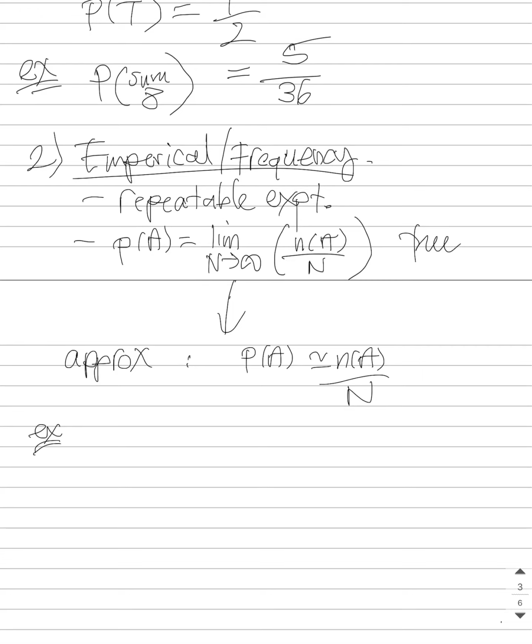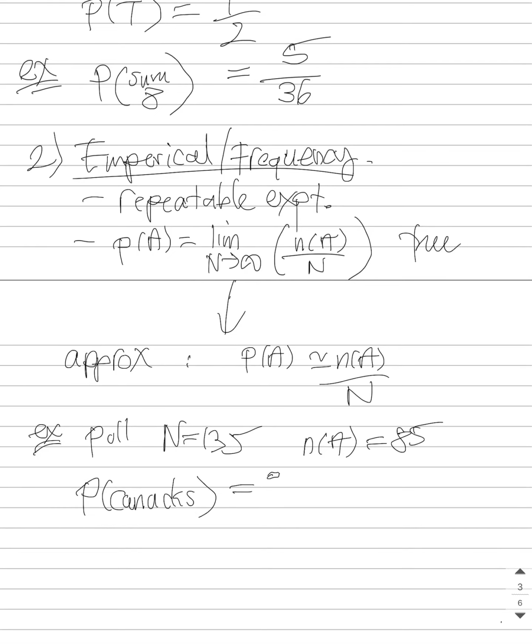So what do I mean by that in this situation? Let's say you poll 135 people and you ask how many of them like the Canucks. And let's say 85 of them like the Canucks. So the probability that a random person might like the Canucks, the best thing you can say is, well, it'll be 85 over 135. So it's very simple to calculate.